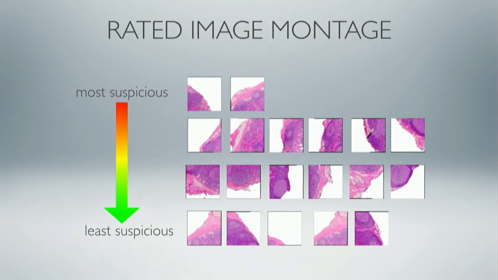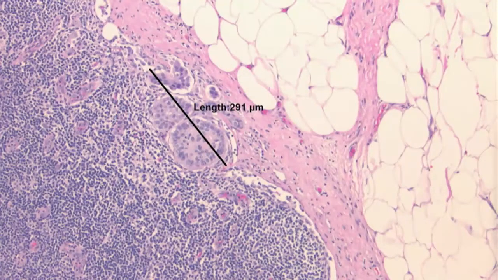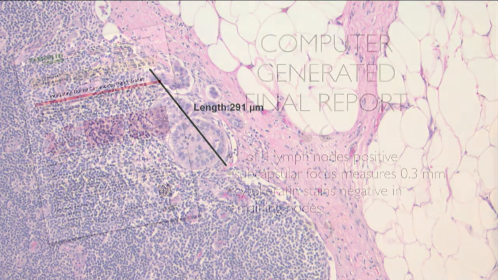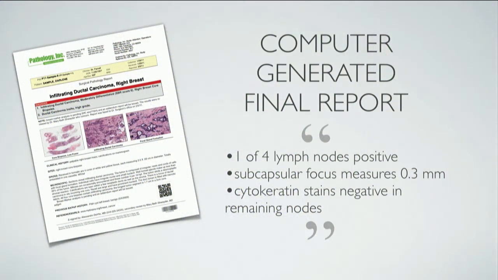So it can take you right to the area of interest and measure it, and you don't have to do the hunting. You just do the verifying. All right, so these computer-generated reports could automatically tell you how many nodes are involved, the size of the focus. It could analyze the appropriate supportive stains, cytokeratin, etc. And that's sort of the future.